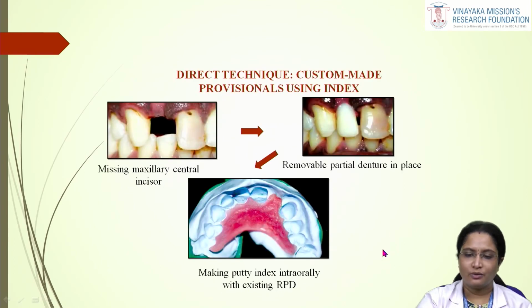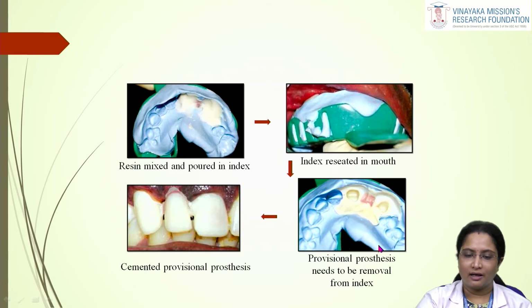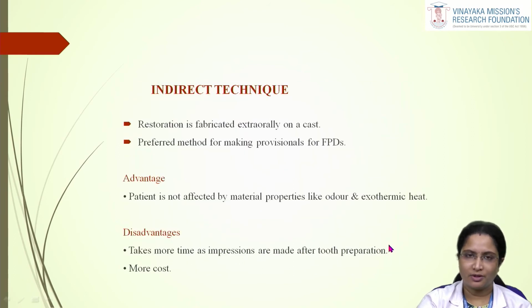Next, direct technique using custom-made provisional restorations, using an index to fabricate it. In this picture, there are missing maxillary central incisors. We are constructing an RPD for the patient and we are making a putty index with the RPD intact. After that, we have to remove the RPD, place matrix resin into the indentations in the putty impression, and place it in the patient's mouth. We will get the provisional restoration in position in the patient's mouth. After that, it is taken out, trimmed and cemented to the patient.